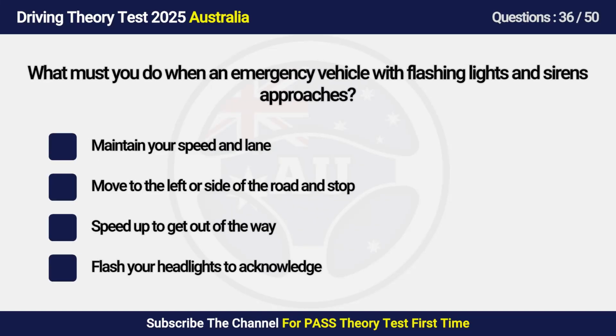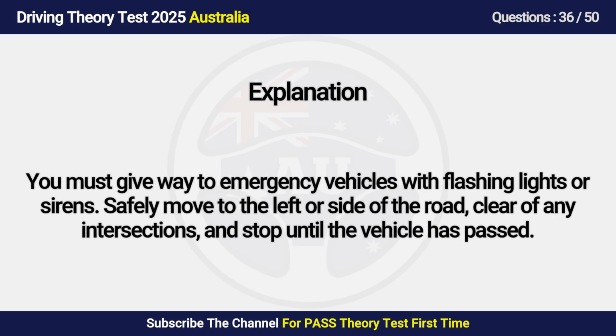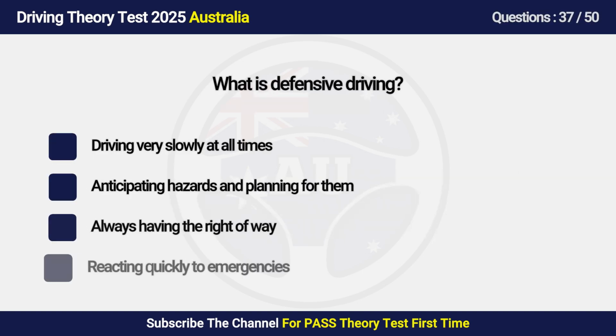Question 36. What must you do when an emergency vehicle with flashing lights and sirens approaches? A. Maintain your speed in lane. B. Move to the left or side of the road and stop. C. Speed up to get out of the way. D. Flash your headlights to acknowledge. Answer is B. Move to the left or side of the road and stop. You must give way to emergency vehicles with flashing lights or sirens. Safely move to the left or side of the road, clear of any intersections, and stop until the vehicle has passed.